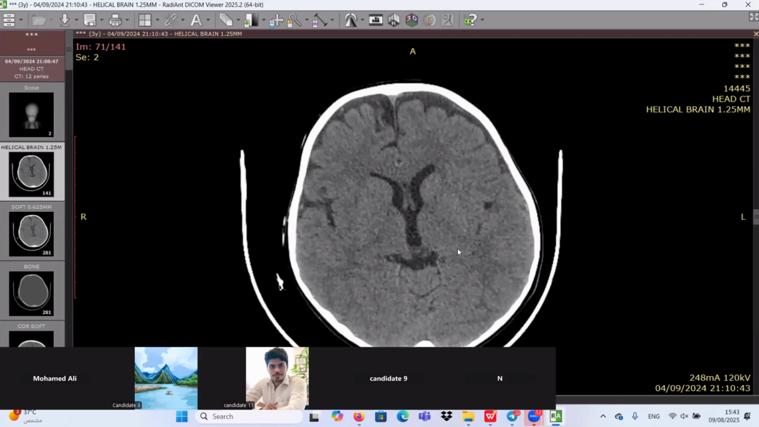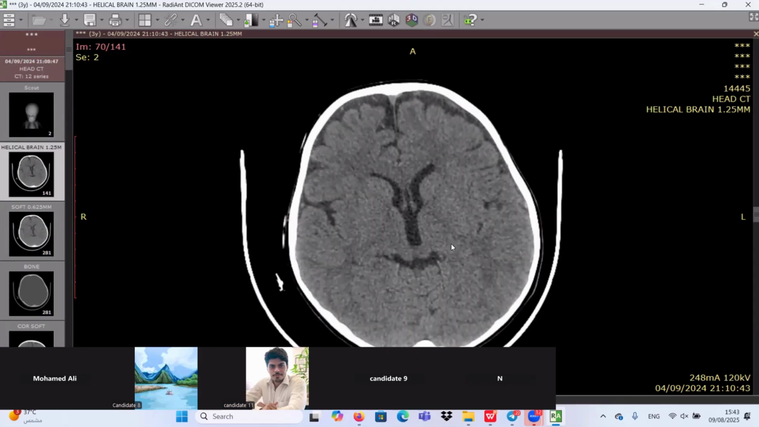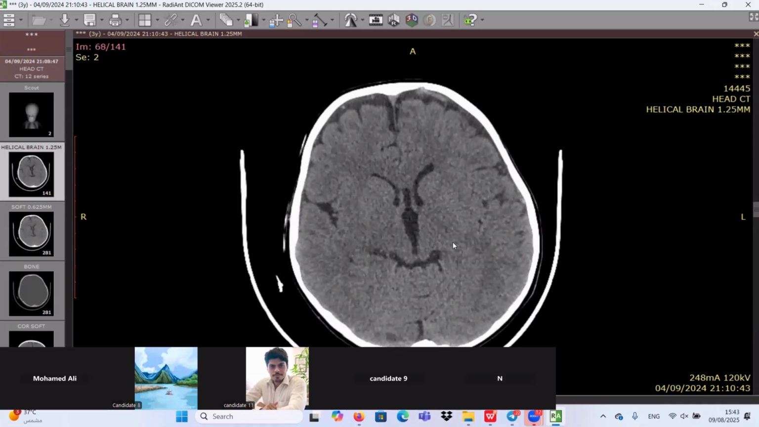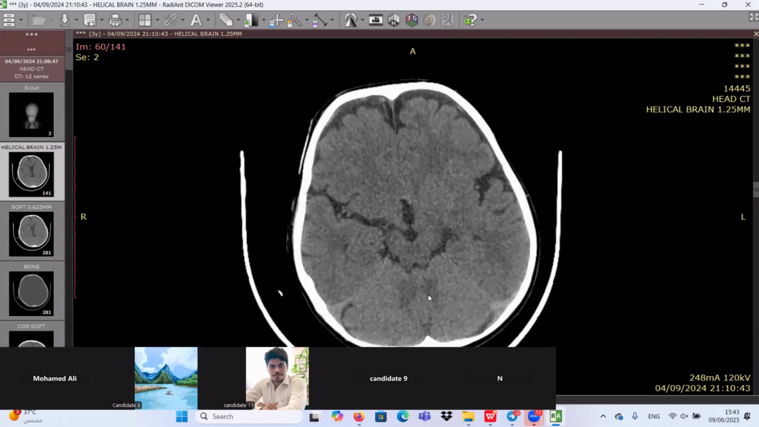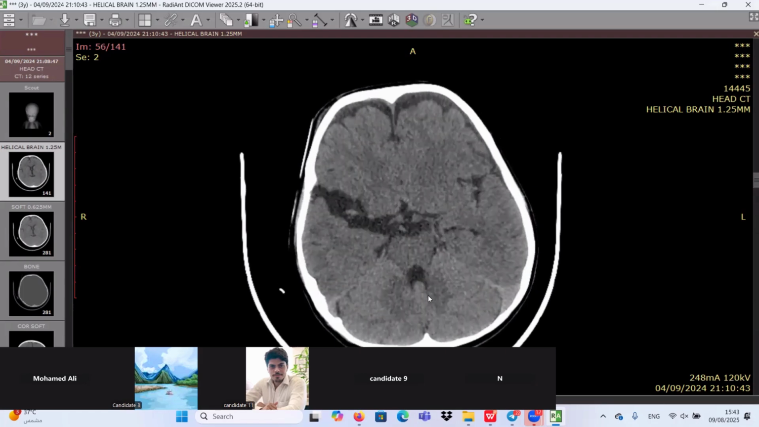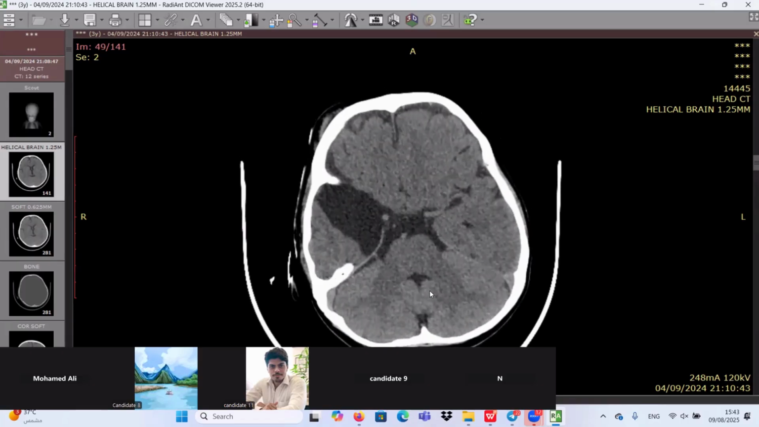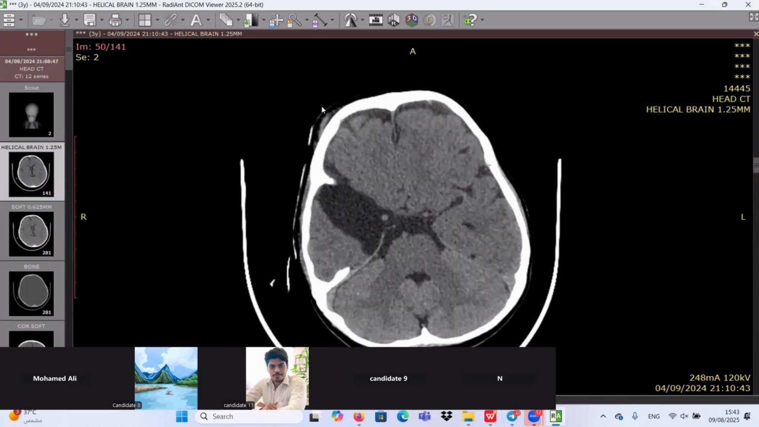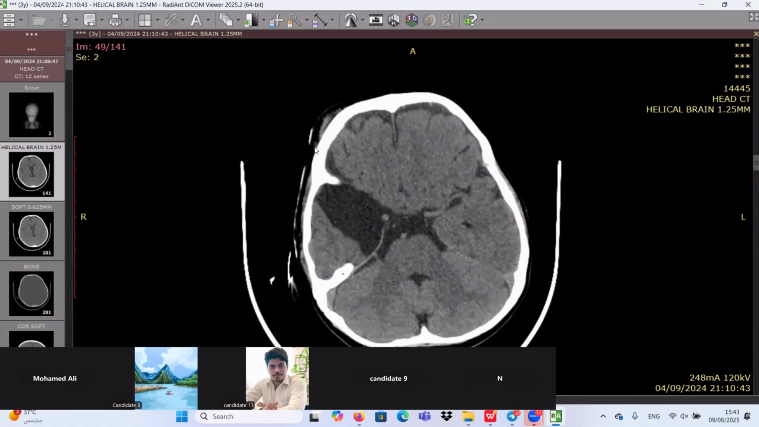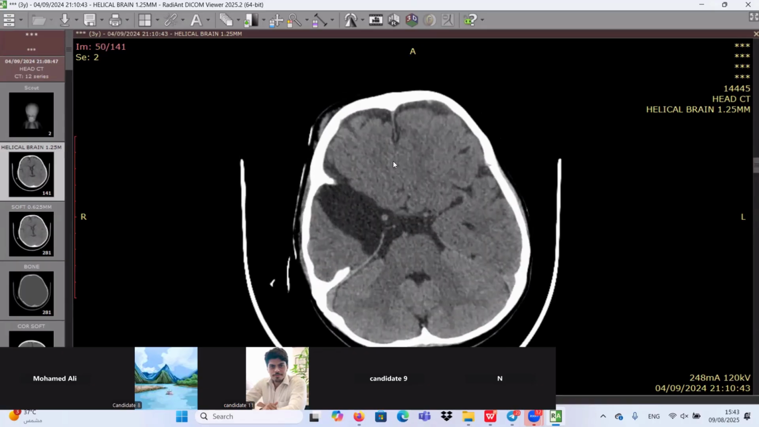But if the patient has reduced consciousness... the child is fully conscious, just having a headache following head trauma, I want to look at the scalp. So there is a small swelling along the right frontal region, which looks like a scalp hematoma.